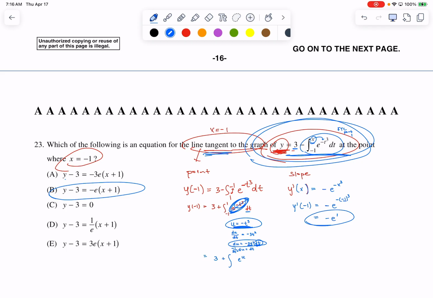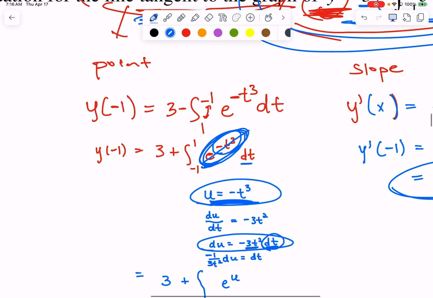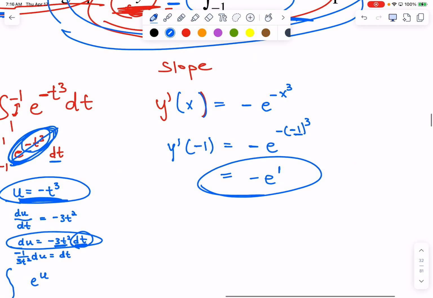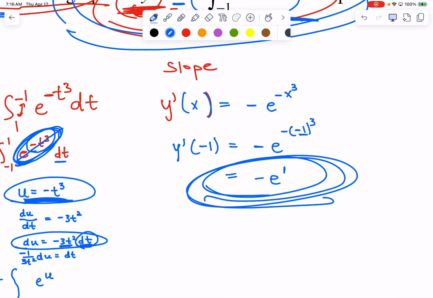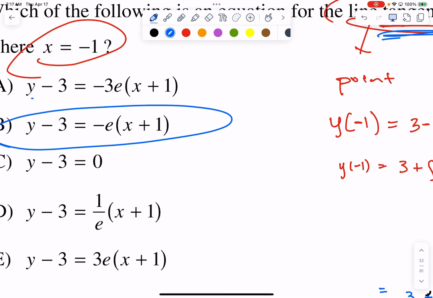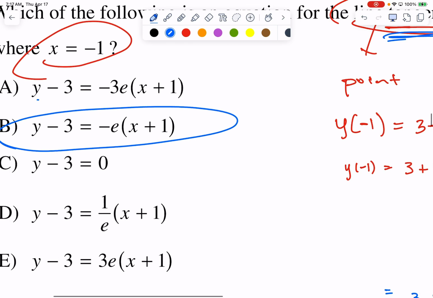I think this needs integration by parts. I'm going to check just to make sure. I don't think you can do this FTC part 2 with integration by substitution because it needs something you're not going to learn until Calc 2. But you can do the slope, and the slope's pretty easy to do. You end up with negative e, and there's only one answer with negative e. But that bothers me because they should be able to complete the whole problem. So I'm going to look at that.